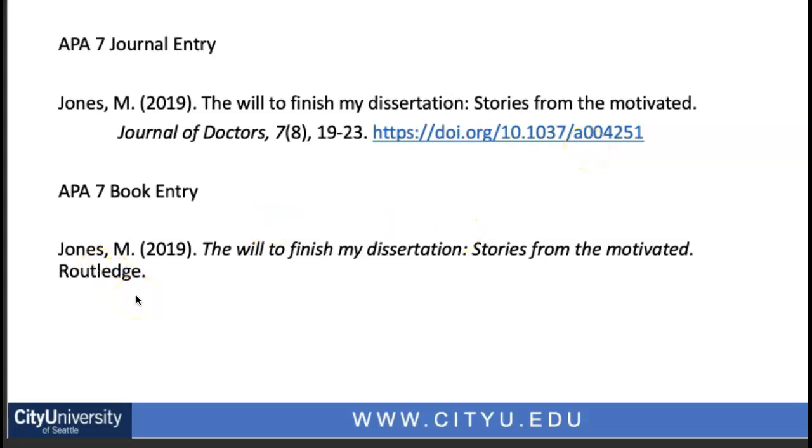Book entries are now super simple. Just have the author's last name, the initial, the year, title, italicized, also sentence case, and then just the publisher. No need to have a city or state or anything else after that.